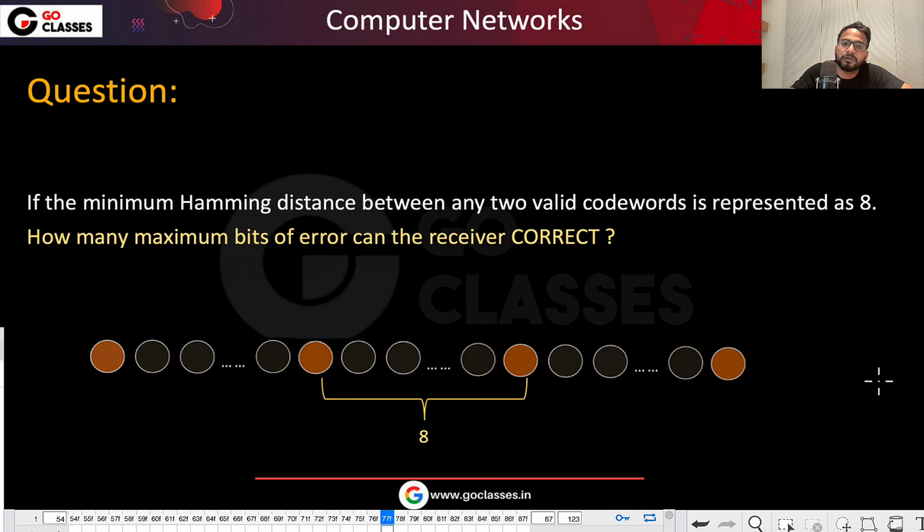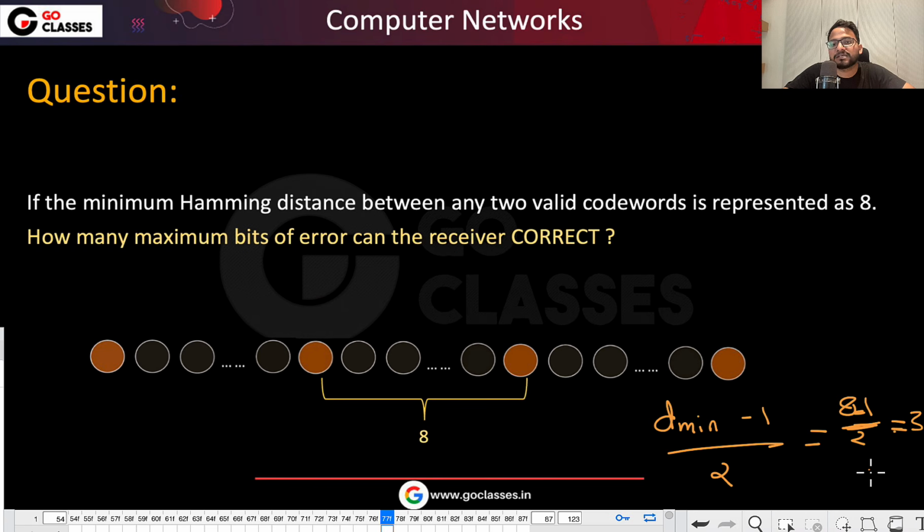Understood? If the minimum Hamming distance is 8, then it is actually not 4, because the number of invalids in between is 7. So 3 you need to give to one side, 3 you need to give to the other, and 1 will anyway be remaining. So 3 is the answer. Or in other words, you can use the formula (d minimum minus 1) divided by 2, which is 8 minus 1 divided by 2, I mean 7 by 2, which is 3.5, but you need to take the integer. 3 is the answer.